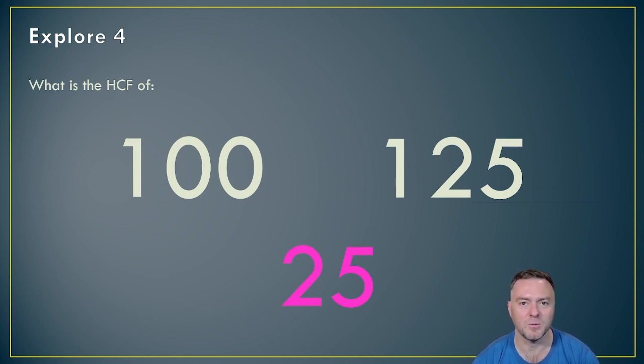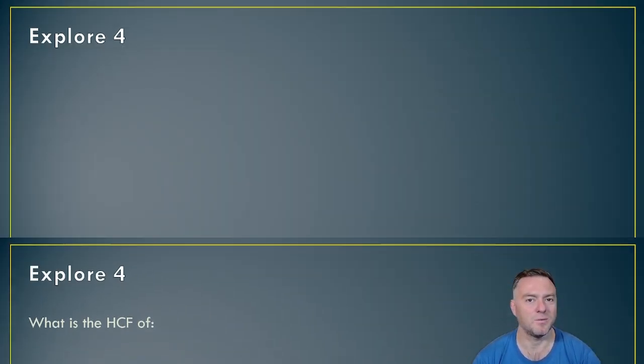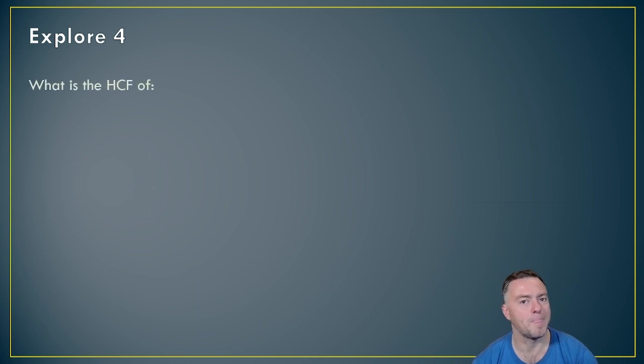So can I divide them both by 2? No. Can I divide them both by 3? No. Can I divide them both by 5? Absolutely. And you did that to both of them. So you would have had 20 and then 25. And then obviously if you had 20 and 25, you can divide them by 5 again, which gives you 4 and 5, which means you can't do much more.